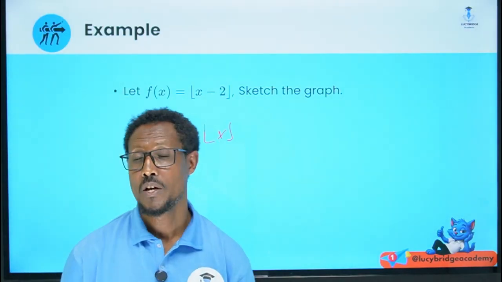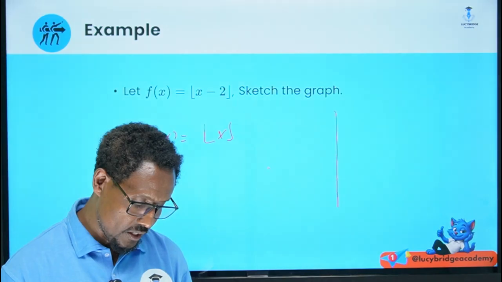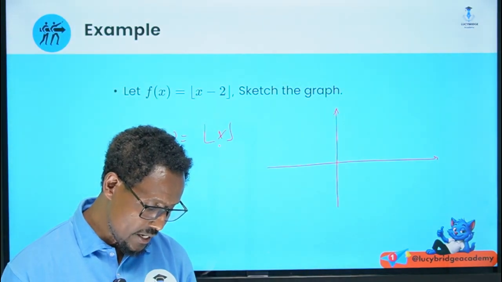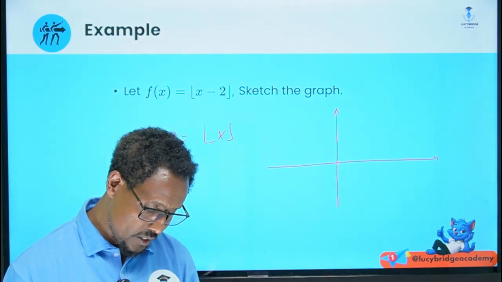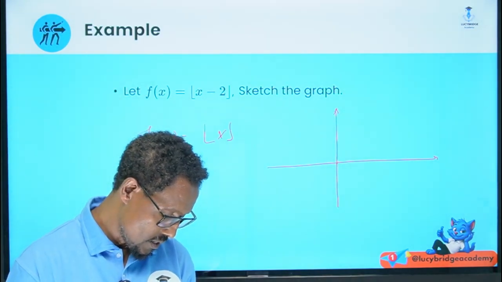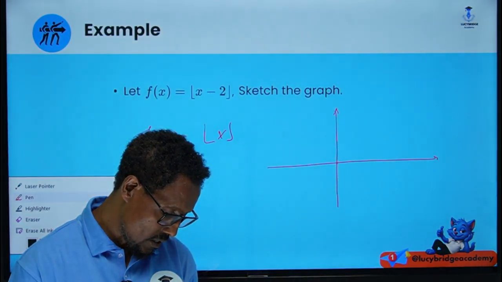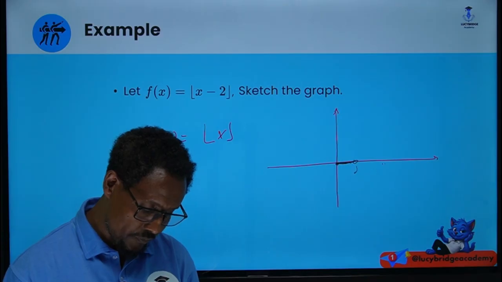As you know, the graph of the floor of x, it looks like what? Yes, it looks like this. When x is 0, the floor of 0 is 0, this point, okay? Let me take the black color. It looks like this one and a hole at 1.